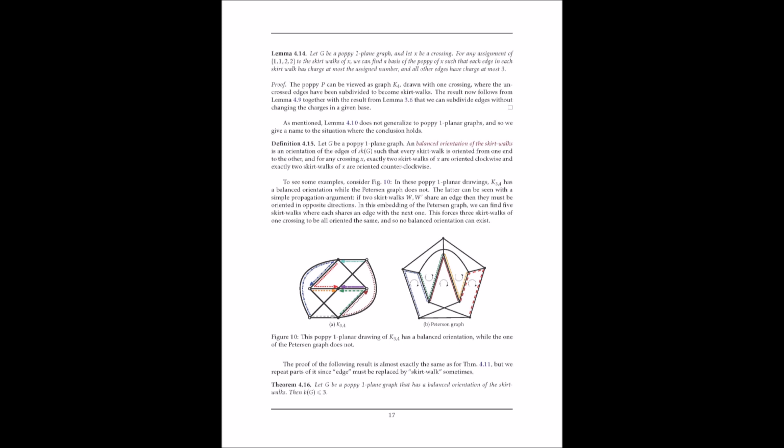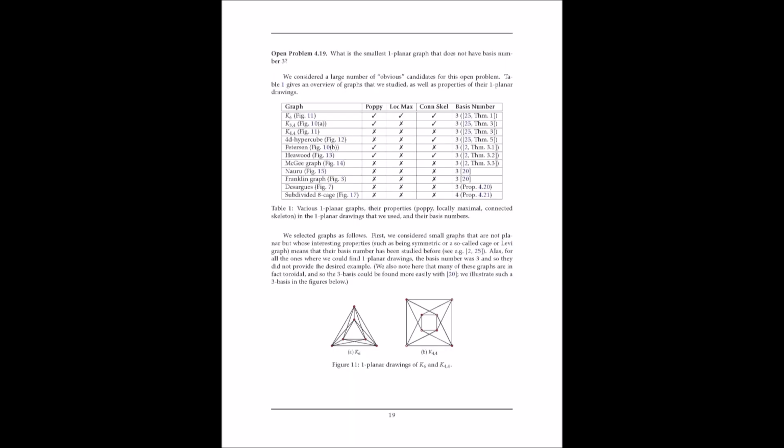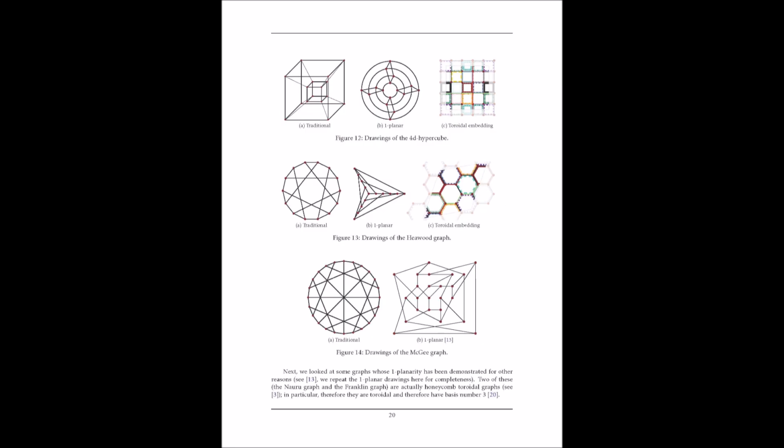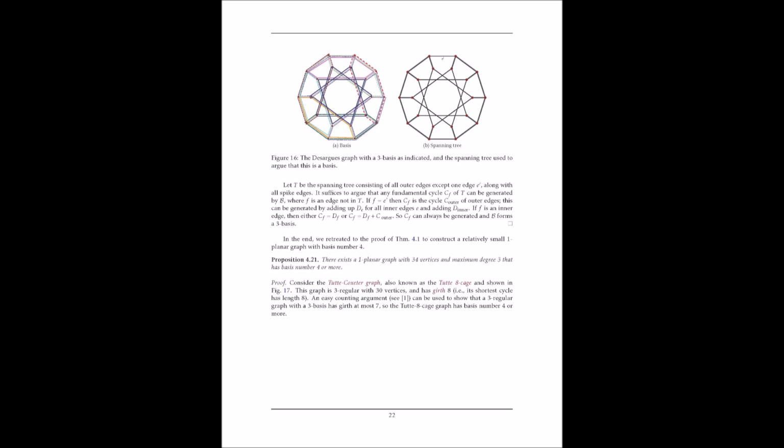Okay. And so to create this modified version, we do some specific operations to it. The details are a bit technical, but the main idea is to subdivide some edges and add new vertices. Okay. And we do this in a way that preserves the one-planarity of the graph, but also increases the basis number. Okay, so you're like stretching it out. Yeah, exactly. But in a very specific way. Got it. And so this modified version of the Tutte cage is our current best candidate for the smallest one-planar graph without a 3 basis. That's really cool. It's pretty fascinating.